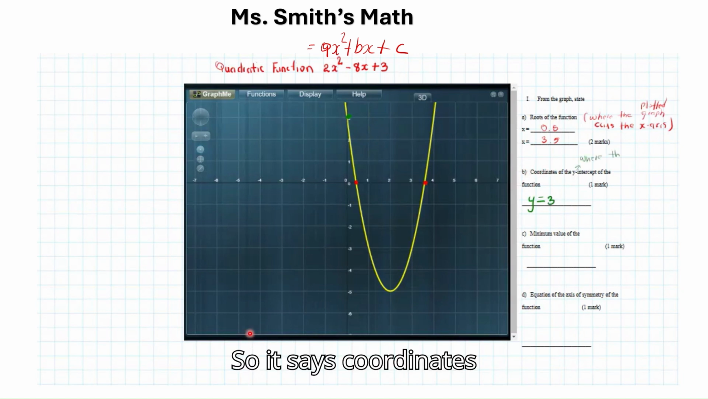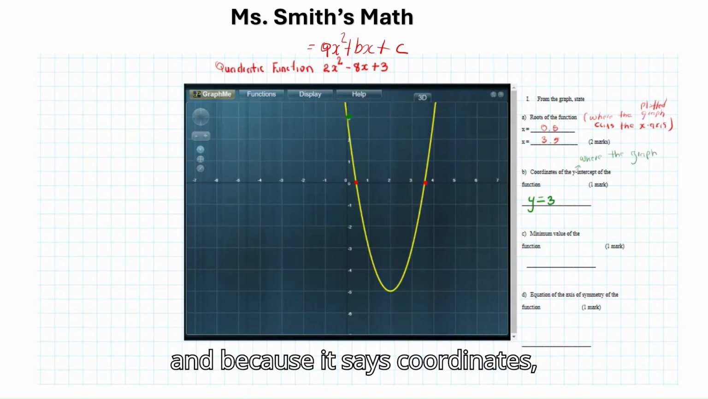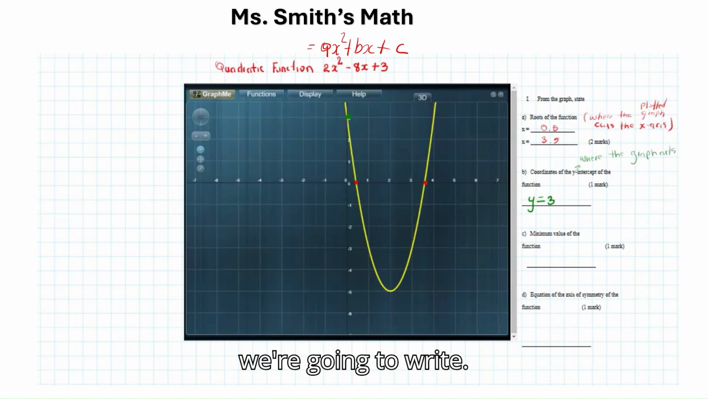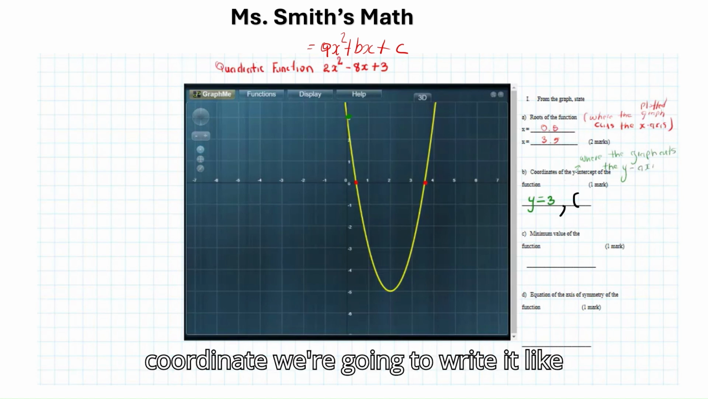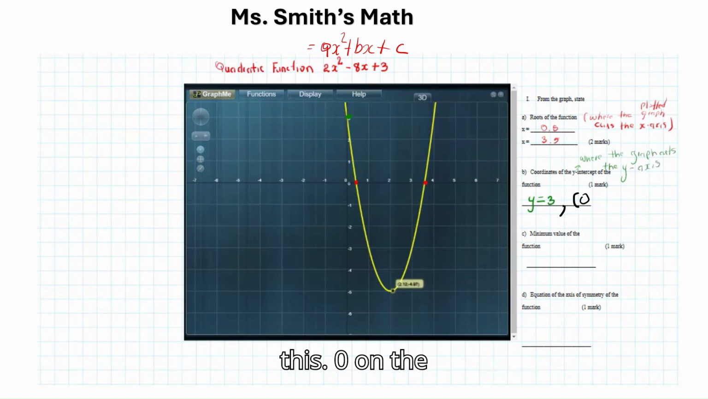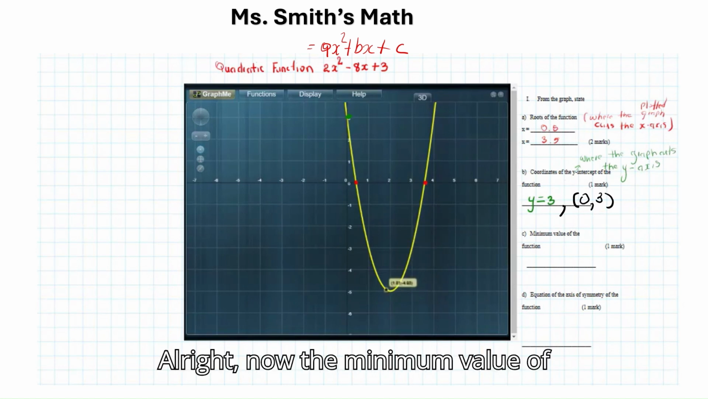So it says coordinates. And because it says coordinates, so it cuts it at y equal to 3, we're going to write it like this: 0 on the x and 3 on the y.